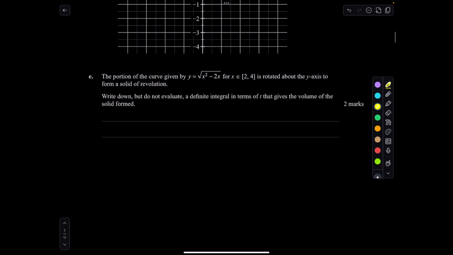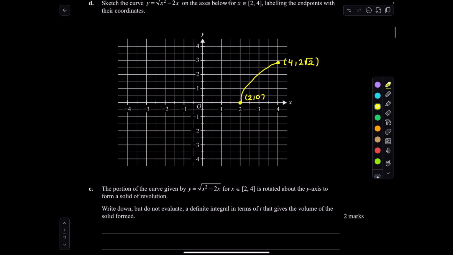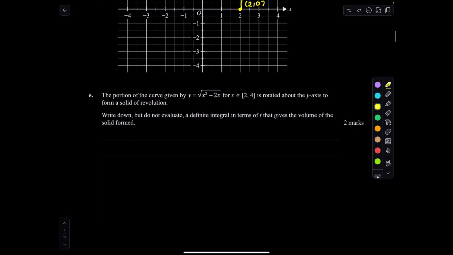Next question. The portion of the curve given by this from 2 to 4 is rotated about the y-axis to form a solid of revolution. So what's happening is, imagine this here gets rotated around the y-axis. It will look like this. You'll have this over here, and of course the 4 part would be over here. It just gets rotated around the y-axis, and you form this solid shape over here. All right, let me just take that out. That's what it should look like.